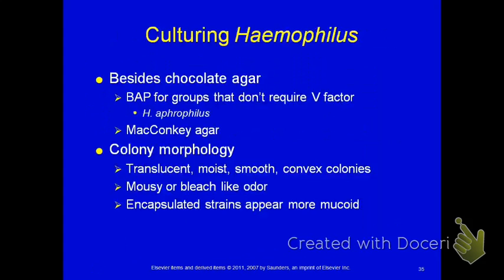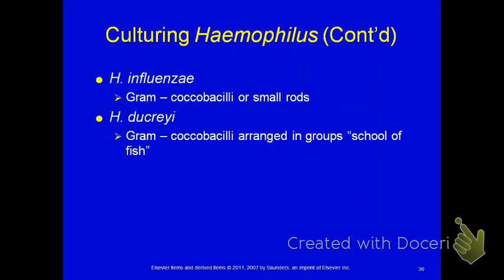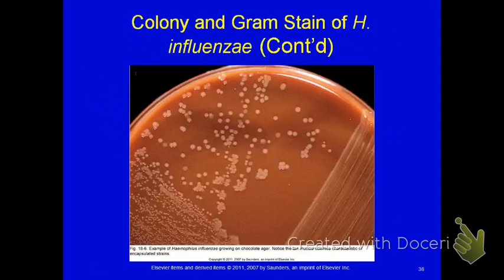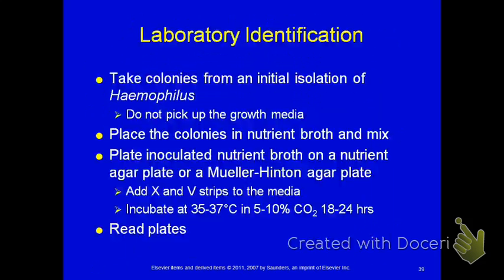The colonies are translucent, moist, smooth, and convex, with a mousy or bleach-like odor. But for the encapsulated strains, because of the presence of PRP, the colonies appear more mucoid. You know this already. Another picture of Hemophilus influenzae. Another colony and another colony of Hemophilus influenzae.